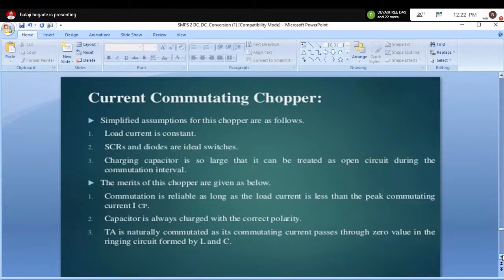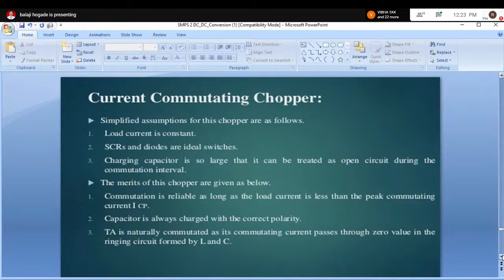The capacitance is so large that it can be treated as open circuit during the commutation interval. That means the value of the commutating capacitor is too large, so it will act as an open circuit during the commutation interval. That means there will not be any current flowing through the chopper. So there will not be any path for the current to flow ahead of the capacitor, and the device which is next to the capacitor is not carrying any current and it will turn off. During that period, the capacitor will act as an open circuit.